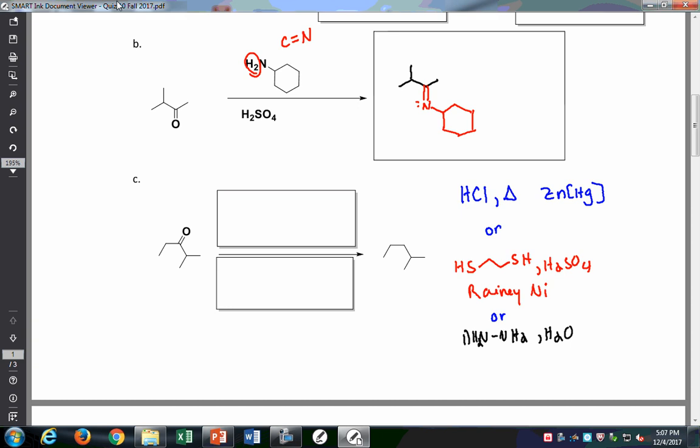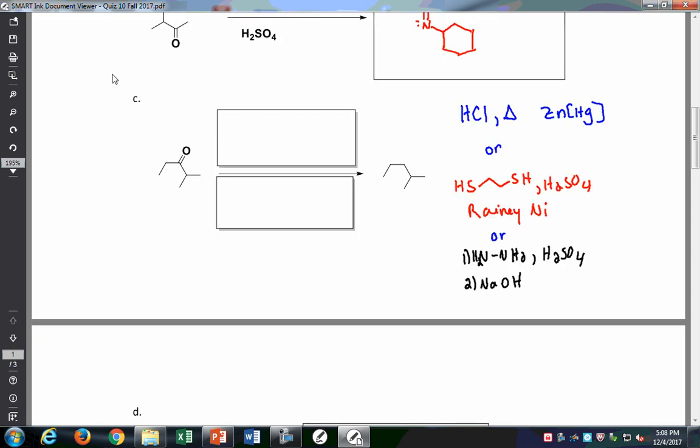That will give us an intermediate like this, but instead of this being a cyclohexane ring, it's NH2. And then under basic conditions, which of course has to be done second because you can't really react H2SO4 in the same thing as NaOH, what we'll do is form nitrogen gas, which is a driving force. I would have accepted any of these. Those are 3 routes to fully reduce the carbon-oxygen double bond.